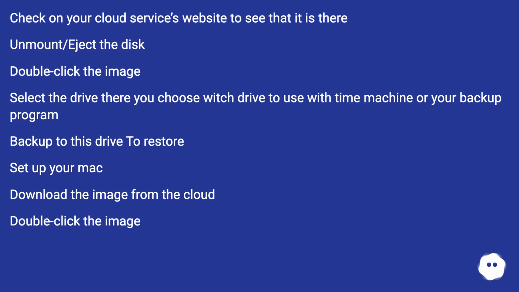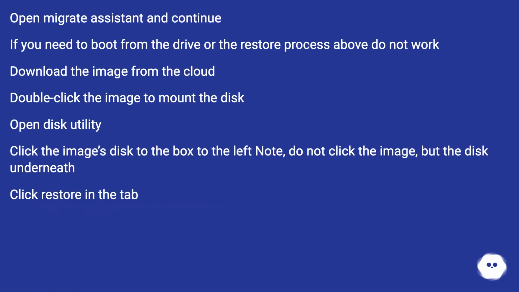To restore, set up your Mac. Download the image from the cloud. Double-click the image. Open Migration Assistant and continue. If you need to boot from the drive or the restore process above does not work: download the image from the cloud. Double-click the image to mount the disk.